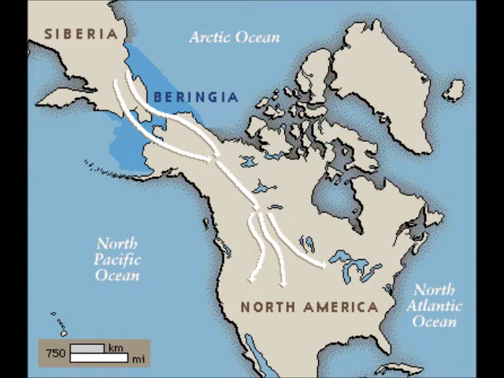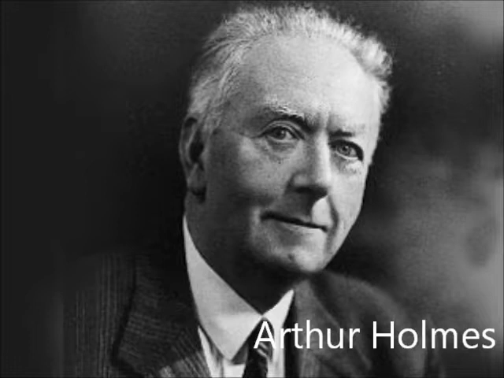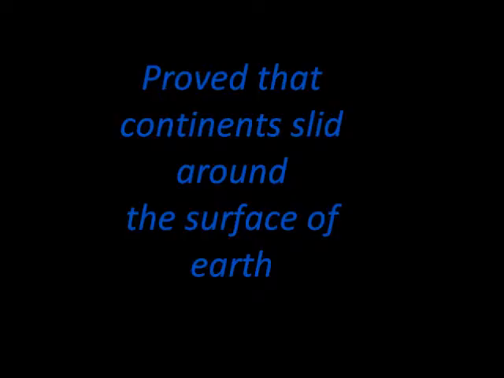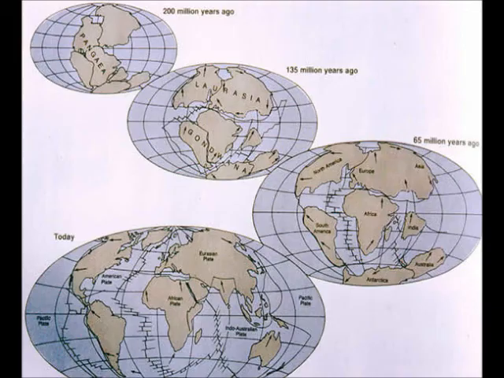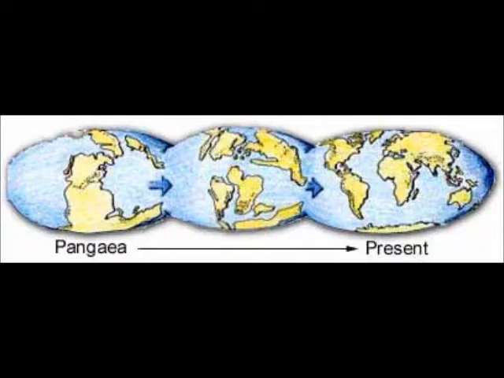Then people started to accept Wegener's idea, but several questions were asked about how these land masses move about. The one who proved it right was an English geologist called Arthur Holmes. He suggested that radioactive warming could produce convection currents within the earth, and he mentioned that this was capable enough to prove that these continents slid around the surface. In 1944, Holmes laid out the continental drift theory, which is the movement of the earth's continents relative to each other.